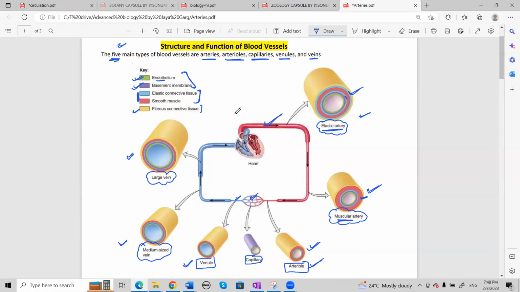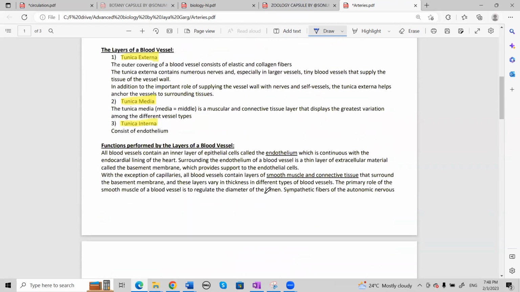So first of all, these are the 5 main blood vessels. And now the layers of the blood vessel: first is the tunica externa, which consists of elastic fiber and collagen fiber. Then is the tunica media, which is muscular, and consists of smooth muscles as well as connective tissue. And the tunica interna, or intima, is the one which consists of endothelium. Clear? What we studied about the layers, here they have been given only as names.